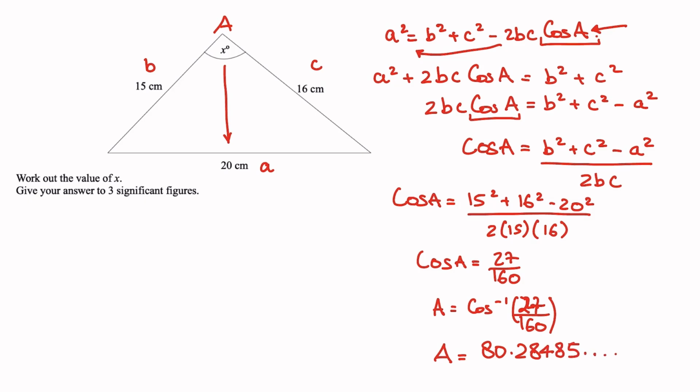80.28485 dot dot dot. Again, the question wants three significant figures. So my three significant figures are 80.2, and the first number after the three significant figures is the 8, so I must round up. So a will be equivalent to 80.3 to three significant figures.